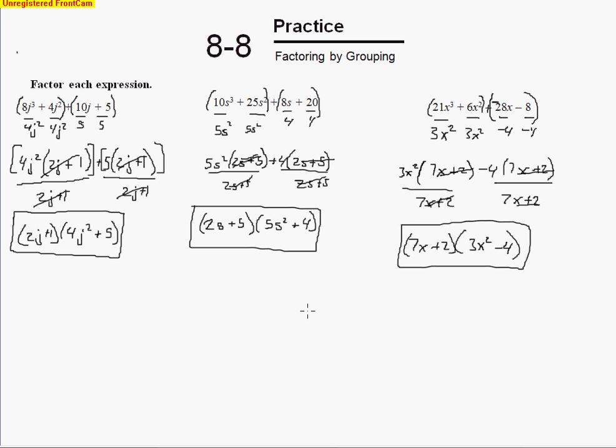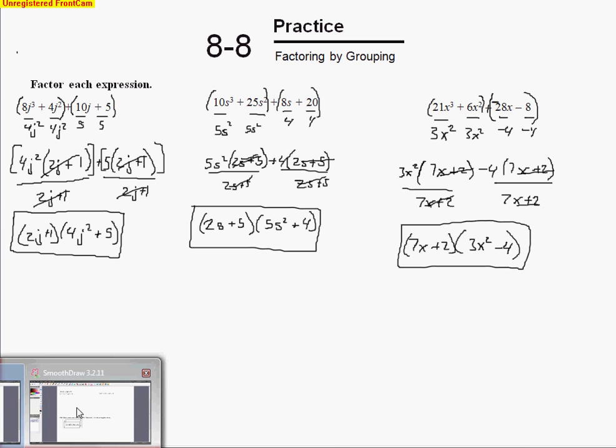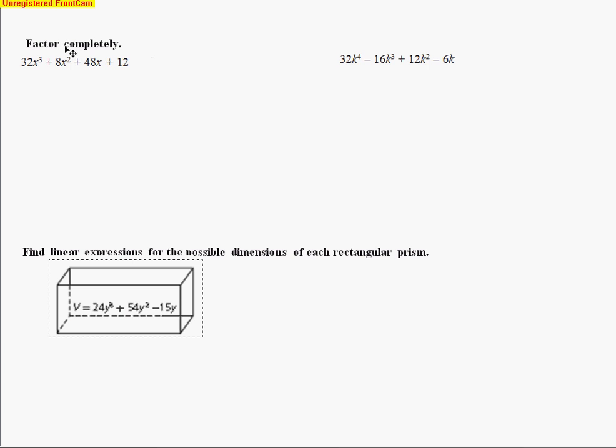So that is factoring by grouping in the general sense. Let's take a look at some more difficult problems here. This one says factor completely. The key on this is to look for common factors. And this time I do see some common factors.